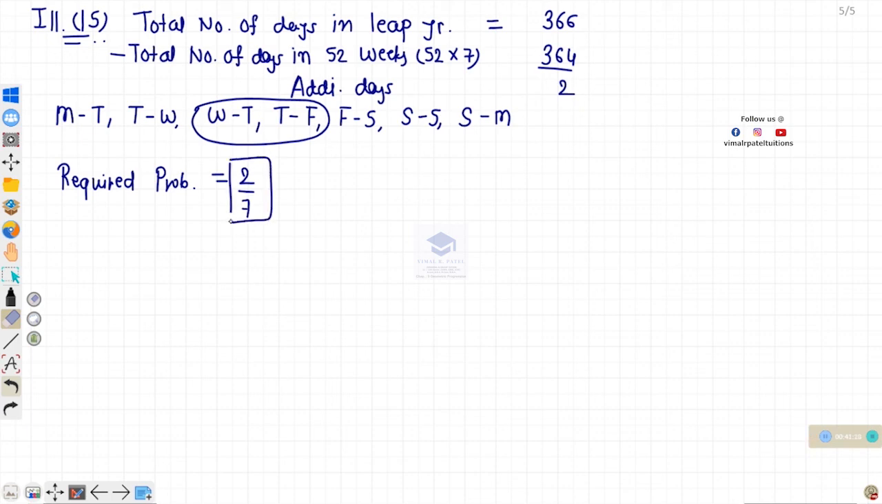તો લીપ ઈયર ની જગ્યાએ નોર્મલ ઈયર કીધું હોય તો 366 ની જગ્યાએ શું થઈ જાય? 365 minus 364 એટલે 1. એટલે કોઈ બી નોર્મલ ઈયર માં કોઈ બી ડે 53 ટાઈમ્સ આવે એની પ્રોબેબિલિટી કેટલી? 1/7. બરાબર.